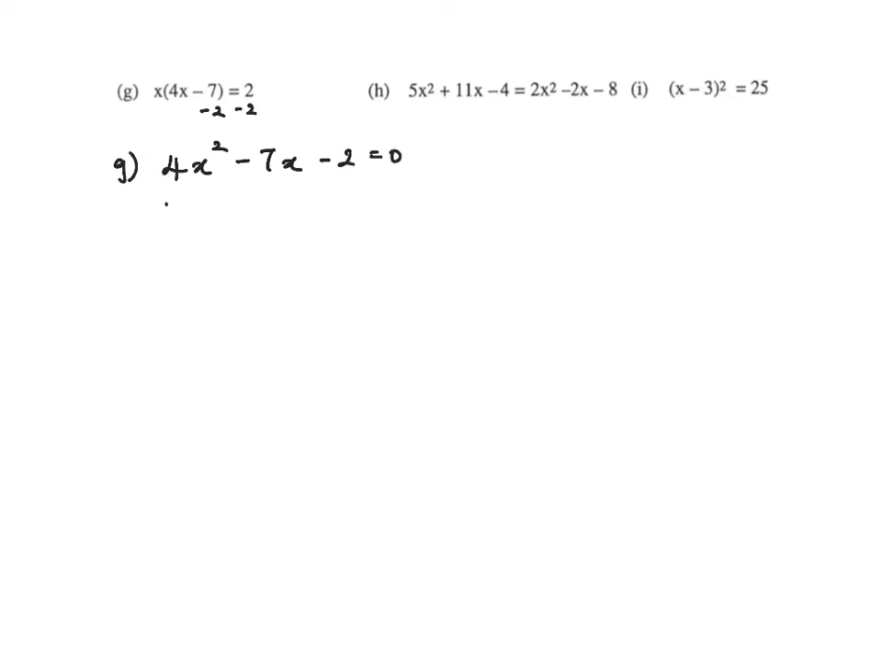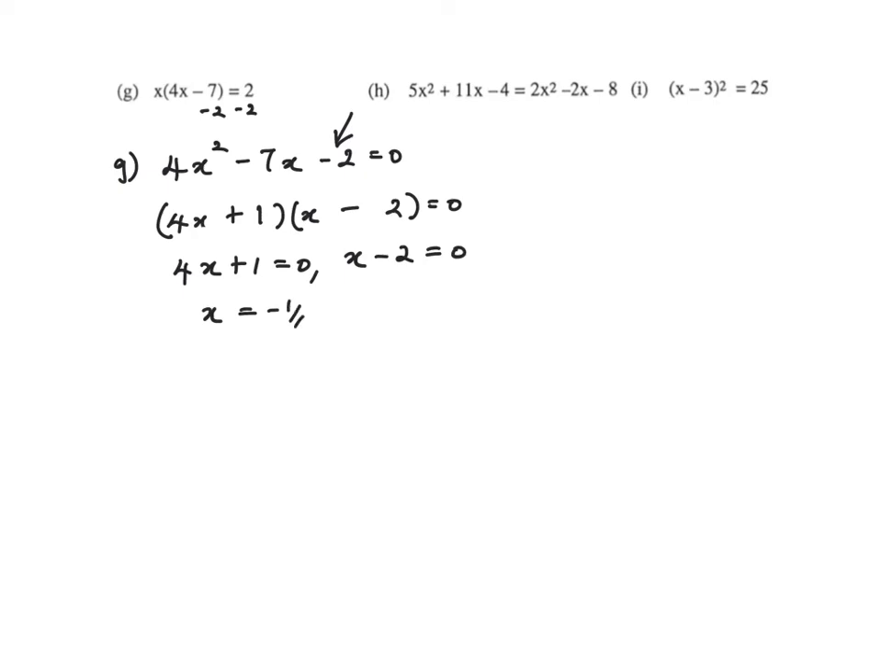Now this is quite a tricky trinomial. 4x and x, 2 and 1. This will give me an 8, and I want it to be negative, and then positive here. Remember, a negative sign in this position means that the brackets have different signs. So 4x plus 1 equals 0, x minus 2 equals 0, x equals minus a quarter, and x equals 2.